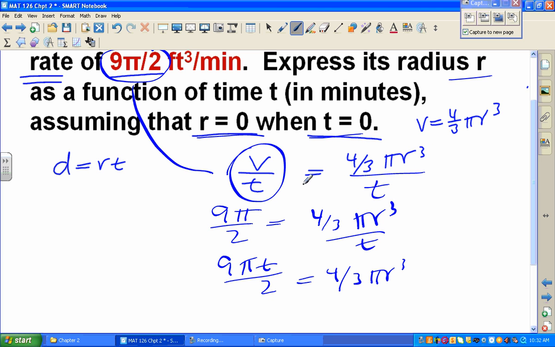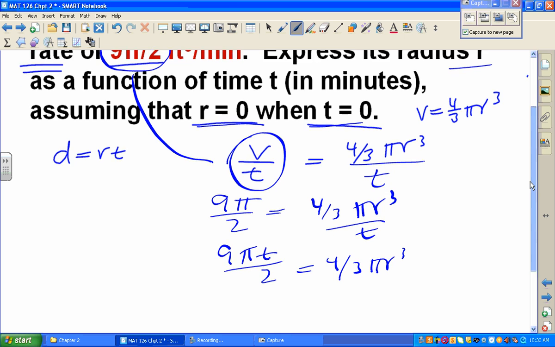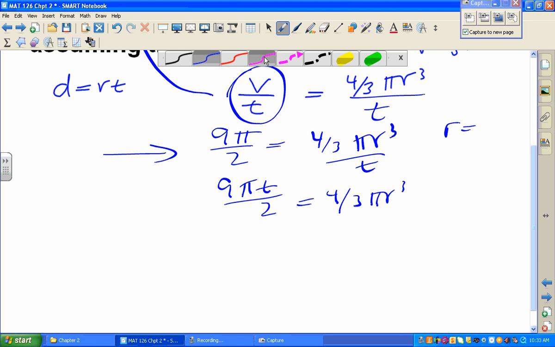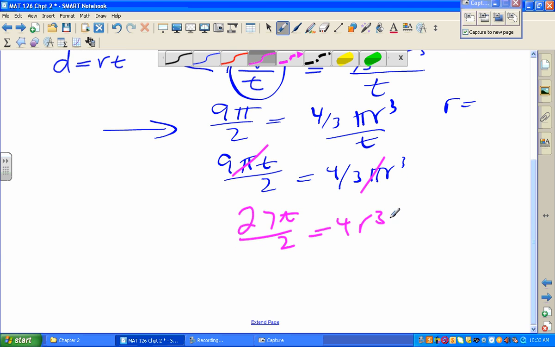I think we're set here because if you look right here, we only have one equation, and we want r equals, and we want T as our variable. So we can divide both sides by pi. That's kind of cool. Multiply both sides by 3. Get 27T over 2 equals 4R cubed. Divide both sides by 4.